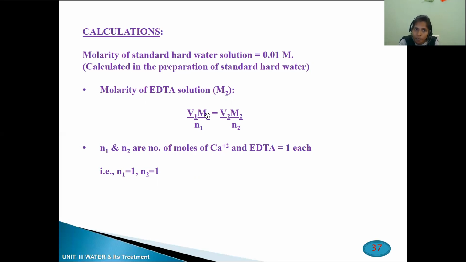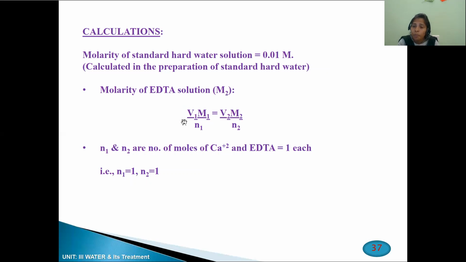We know already M1 for calcium carbonate, M2 for EDTA. We know M1, we have to find out M2. We know V1 and V2. This is for calcium carbonate and this is for EDTA. What is meant by V1? Here V1 is nothing but the volume of standard hard water and here V2 is nothing but the volume of EDTA.